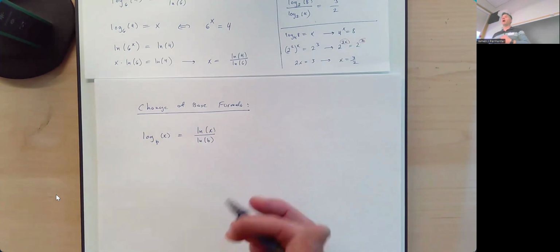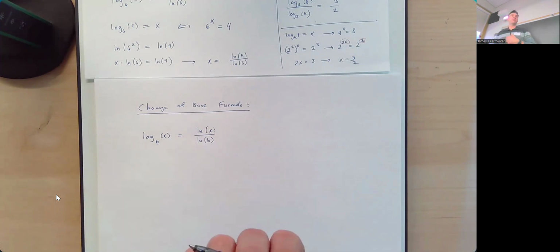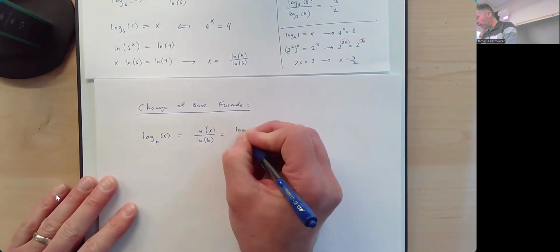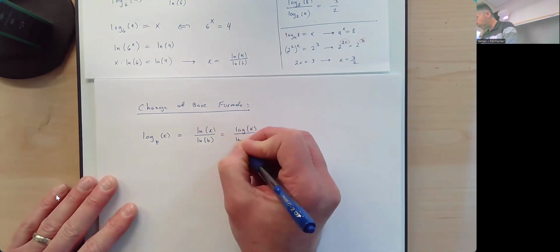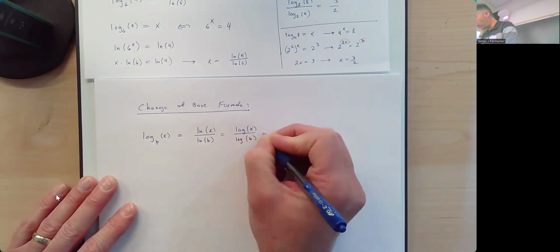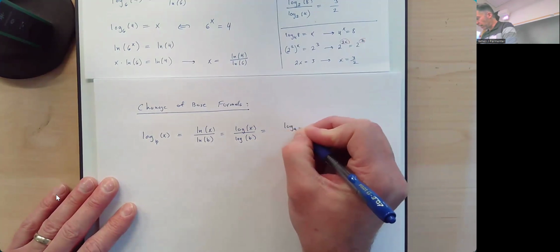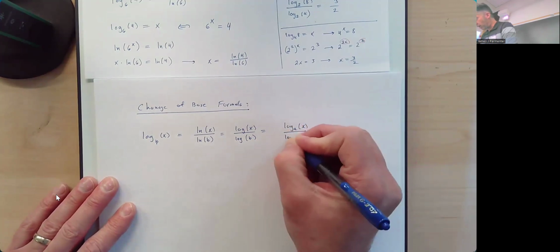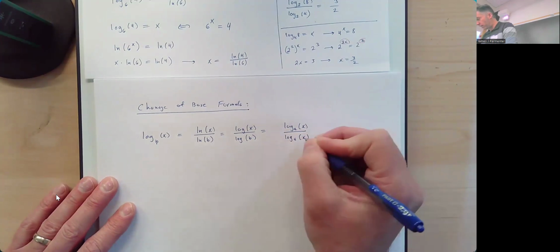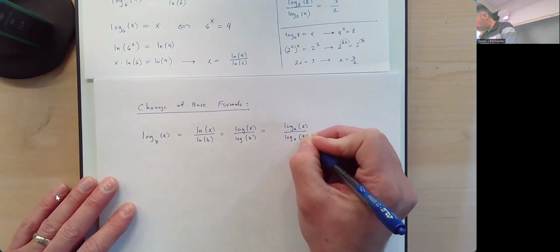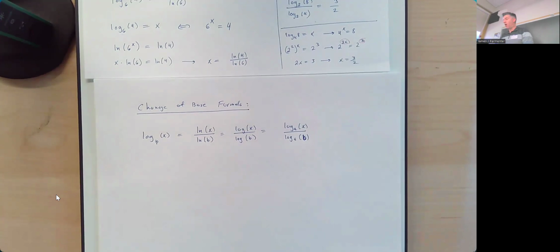But really, you don't have to pick your base being e, the natural base. You could pick base 10 if you want, or you could actually pick any base you like: log base a of x divided by log base a of b. Goodness gracious. All of those are equivalent to each other. It's kind of great. Let me show you why.